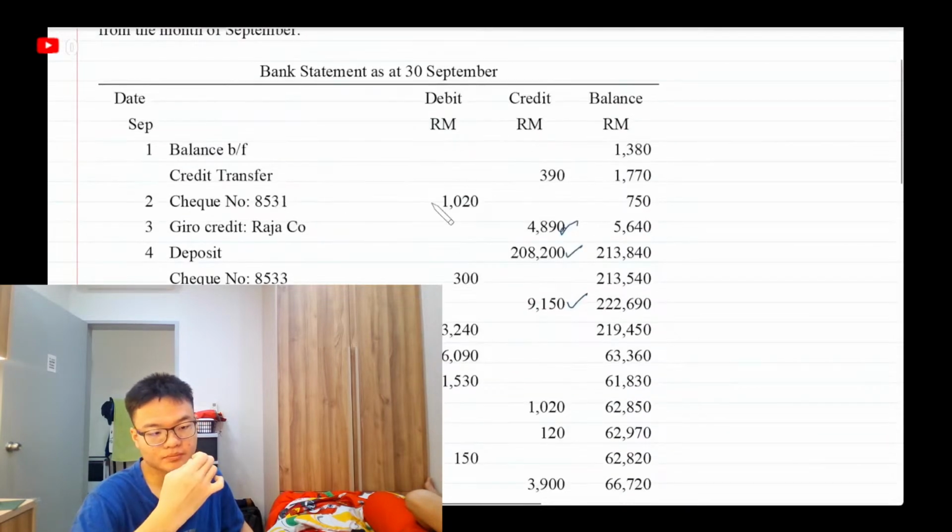So check number 31, this was issued last month. It was recorded in last month's cash book, but only presented for payment this month. So this last month, this was unpresented.